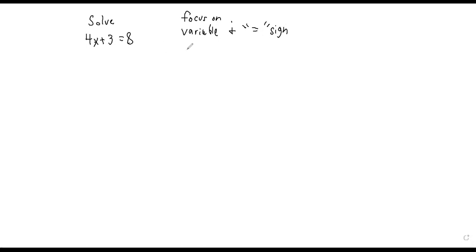And the goal is to get the variable on one side of the equal sign all by itself and everything else on the other. Get variable on one side of equal sign and everything else on the other. Okay.